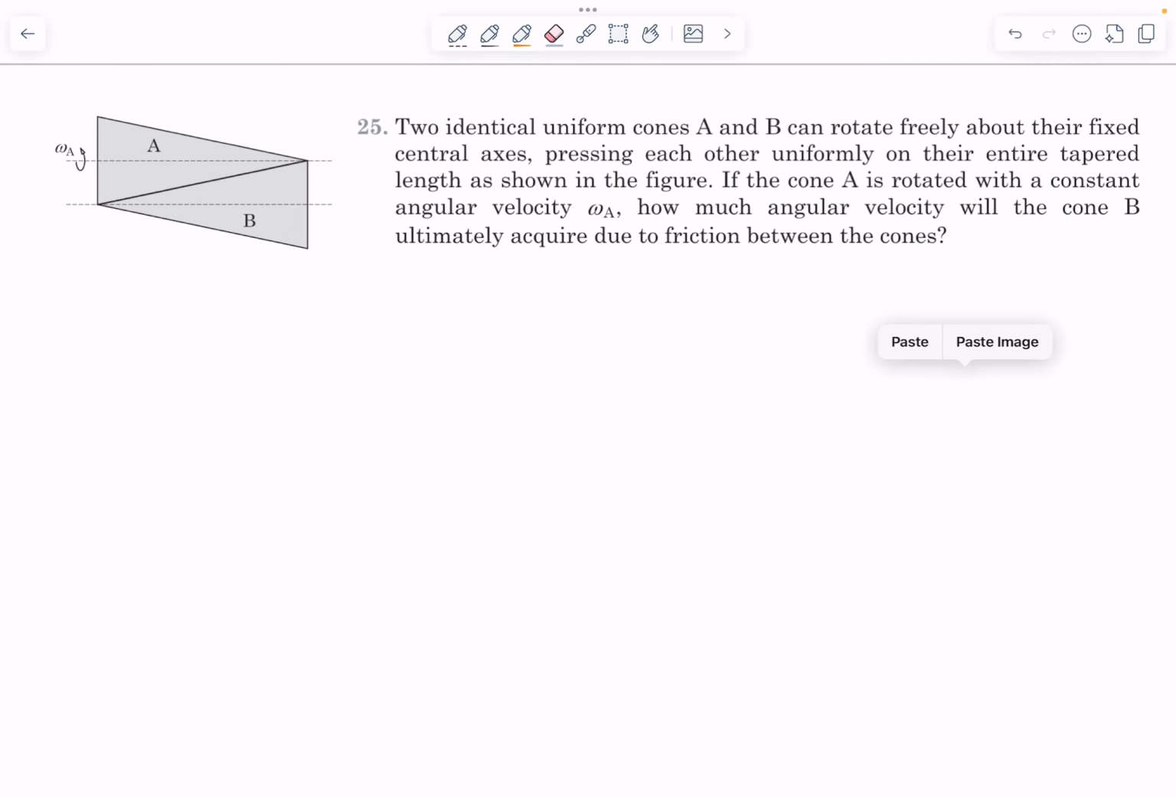Hello everyone, welcome back. So today we'll take up some problems from the book Pathfinder. Okay, so this is the first problem, and this is question 25 from the CYU section of rotation.